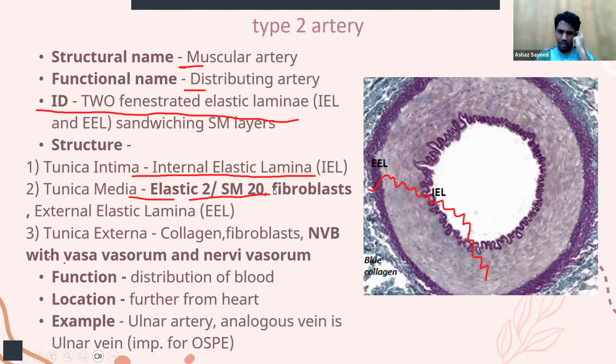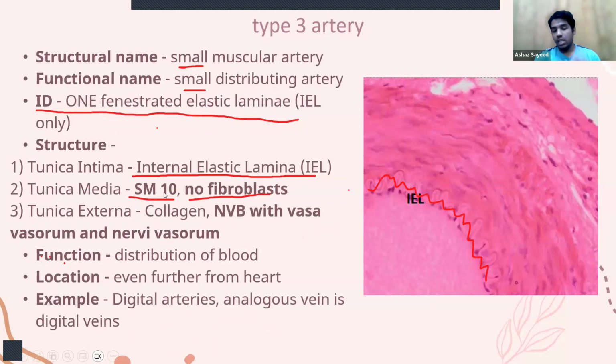Remember this, I forgot to mention it, I think. 20 smooth muscle layers, 2 elastic layers, and presence of fibroblasts. And out of the 4 types of arteries we have, only the type 2 artery has fibroblasts. It's a feature of just the type 2 arteries. Type 3 has 10 smooth muscle layers, one elastic lamina, which is the internal elastic lamina, and it does not have fibroblasts again.